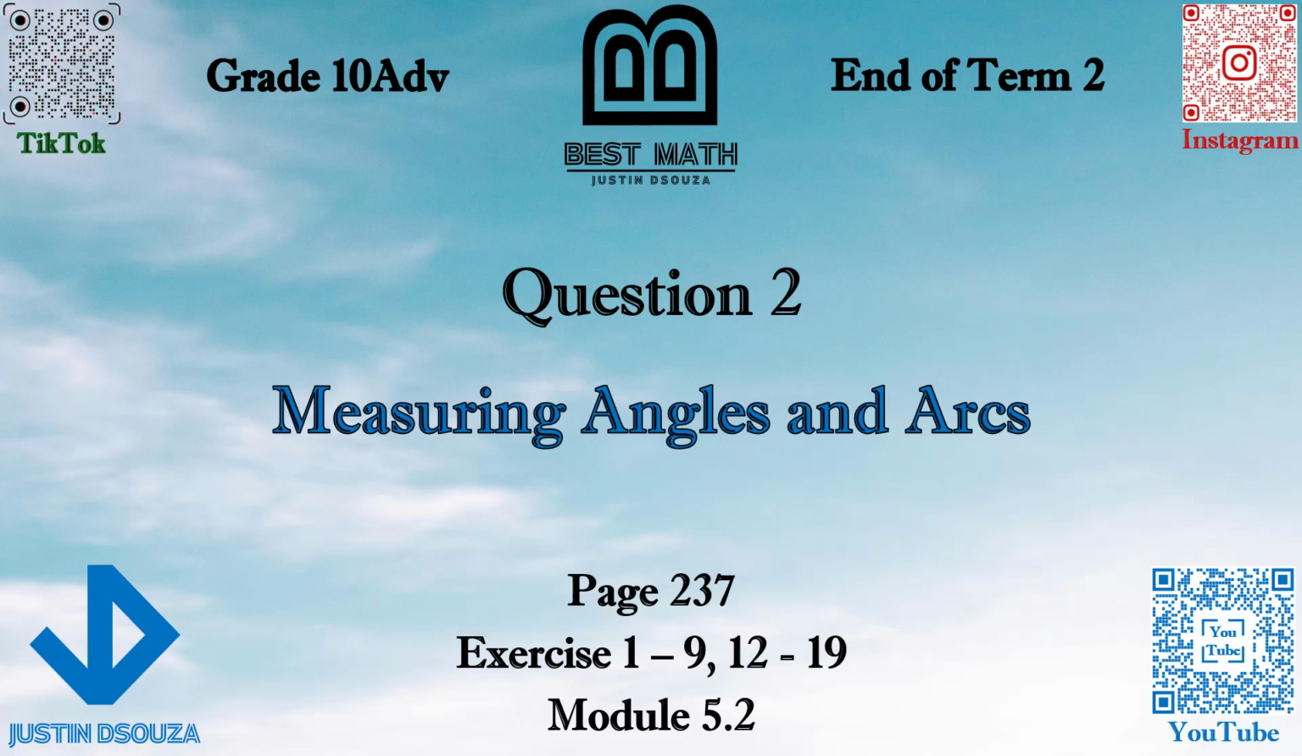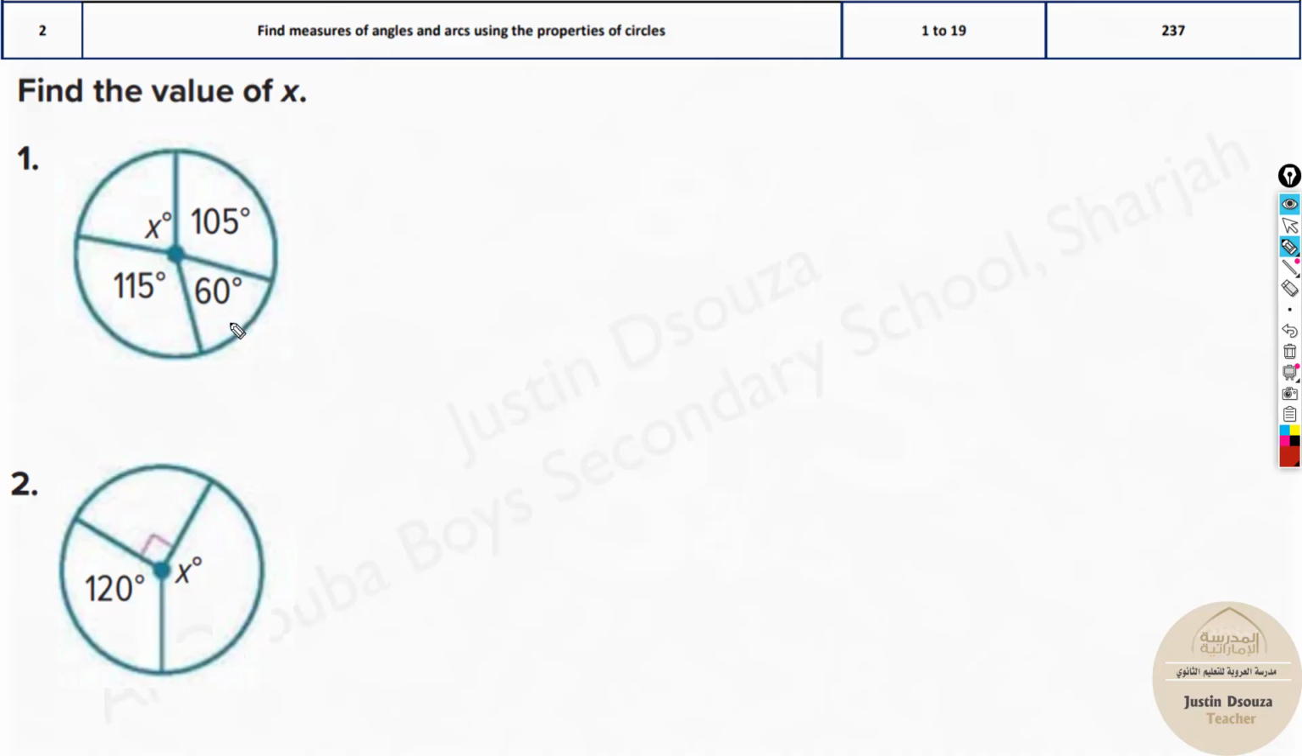Question 2 is to find angle measures using different properties of circles. Here we have been given a circle which one angle is unknown, that is x degrees, but others are all known. So how do we find this? It's very simple. We know the sum of all the angles are 360 degree, right? So 360 minus 105 minus 60 minus 115 will give you the x angle. So that's it. Add them all up and subtract them from 360. You should get x degrees. You can directly do it in the calculator.